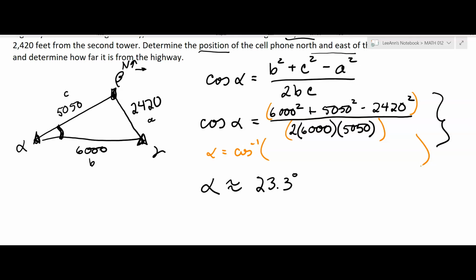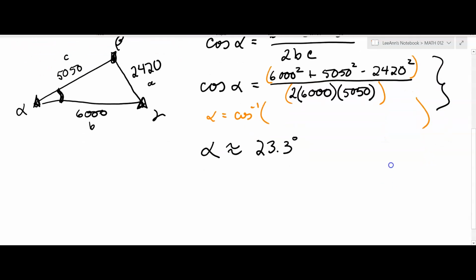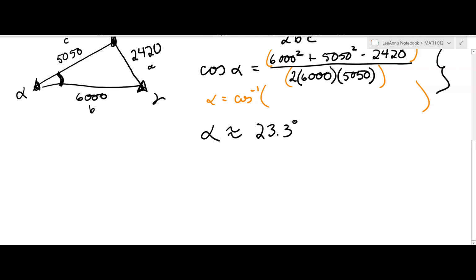All right, now we got to do the second part. Determine how far it is from the highway. They mean the cell phone. How far is that? Okay, so now we have kind of a triangle. Picture it here. So we're trying to find this distance. I'll just call it H. And then we know this angle now. We know that's 23.3 degrees. And so you can just use a sine for that.